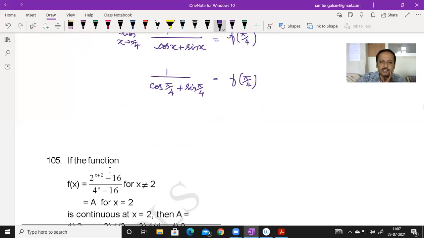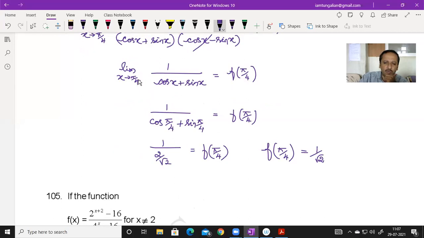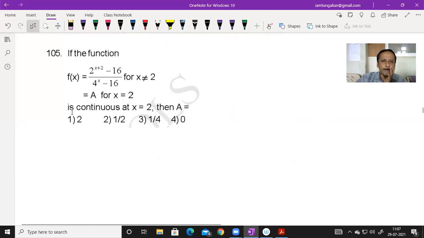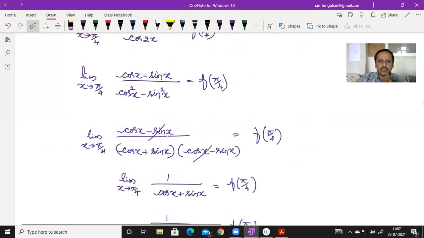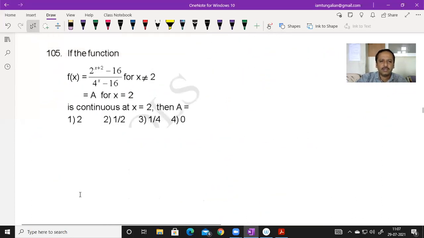1 by root 2 plus 1 by root 2 will give you 2 by root 2, and 2 by root 2 means root 2. So f of pi by 4 is equal to 1 divided by root 2. Which option is 1 by root 2? First option. The first option is the answer. Let's look at the next question.